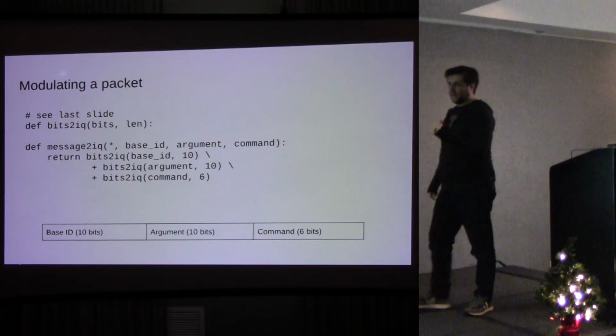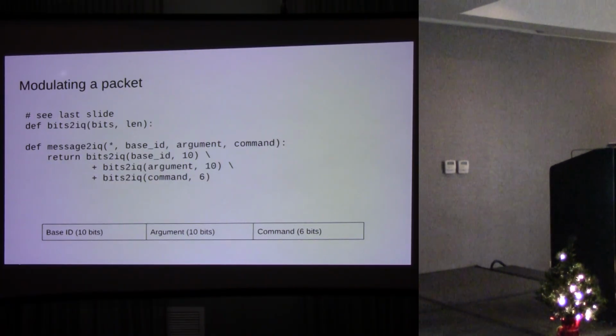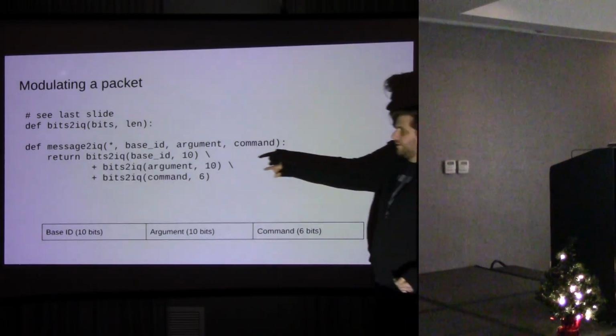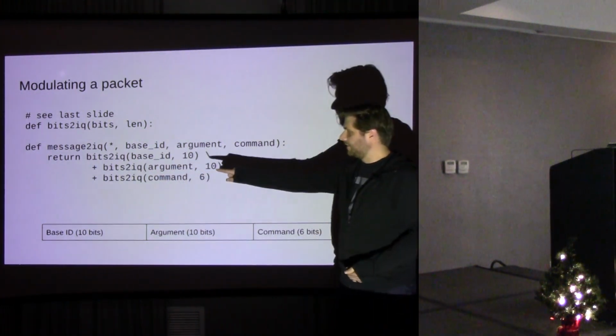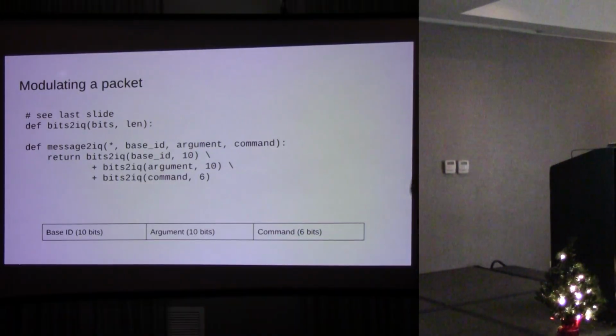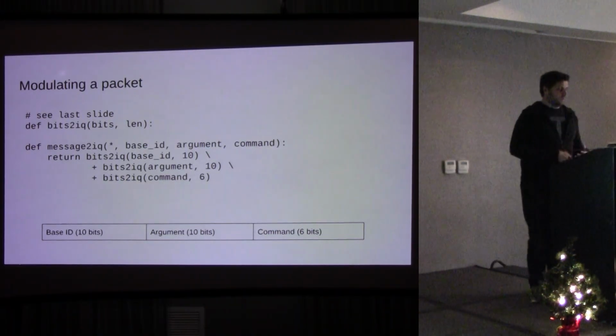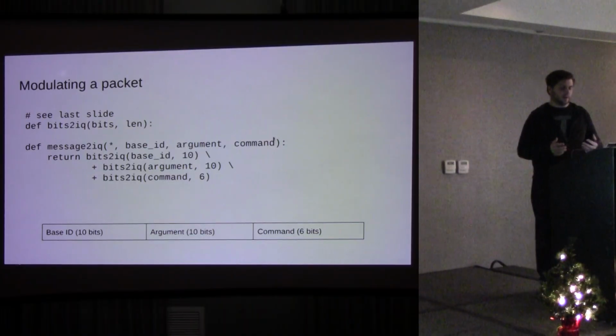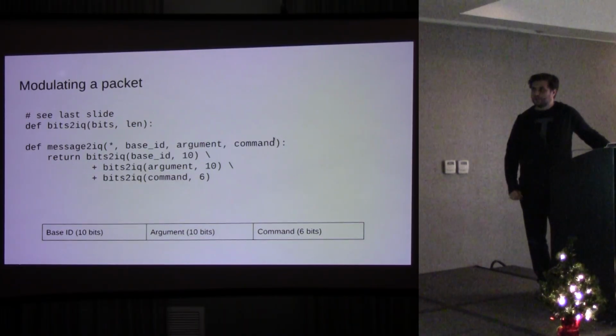If we want to encode the actual messages that we saw with that same structure that we derived earlier, 10 bits, 10 bits, 6 bits, we can write a helper here, which will concatenate the lists created by the first 10 bits, which is the base ID, the next 10 bits, which are the argument, and then the final 6 bits. So this allows you to pass numbers that get encoded into one of these packet formats. So this allows us to generate those data bursts.